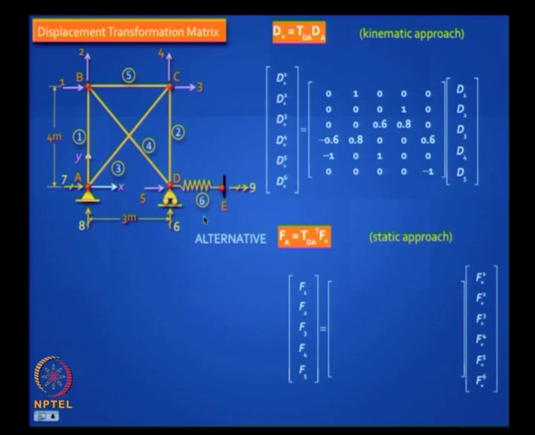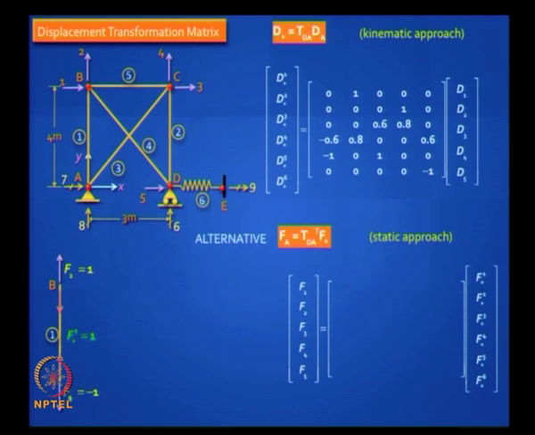So can you fill up the first column of this using equilibrium? Let me help you. So you need to look at only bar 1 because bars 2, 3, 4, 5, 6 do not have any forces.